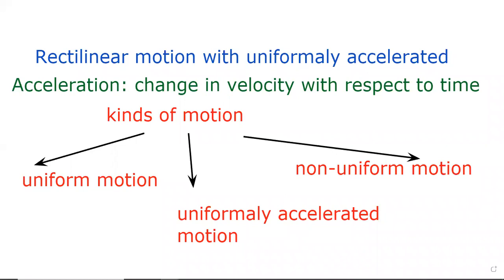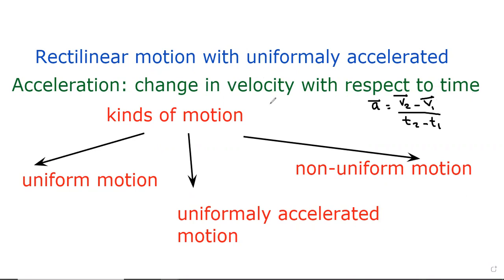In this session, we are going to talk about rectilinear motion with uniform acceleration. Before we start, I want to define the acceleration. What is the acceleration? The acceleration is the change in velocity with respect to time. So the acceleration A equals V2 minus V1 over T2 minus T1. The acceleration, once again, is the change in velocity with respect to time.